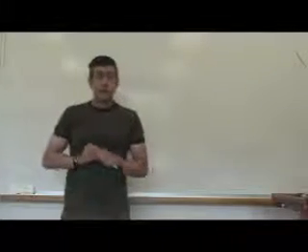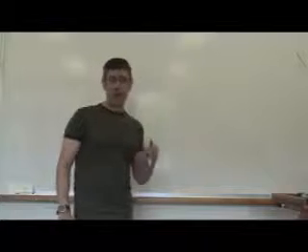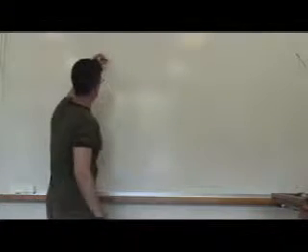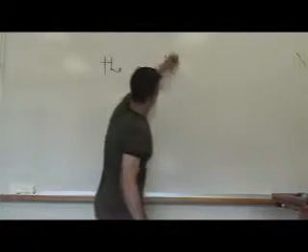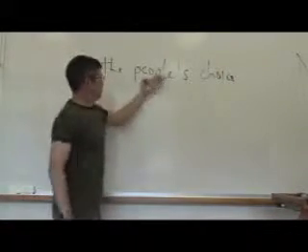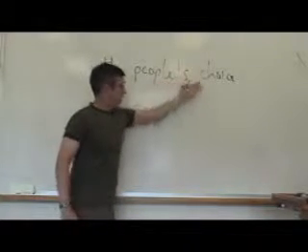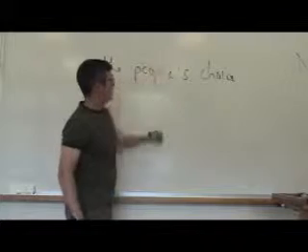Okay, in English, as you know, the apostrophe is used to show possession. Apostrophe S. So, for example, the people's choice. All right? People is the word. It is the choice of the people. It is the people's choice, apostrophe S.